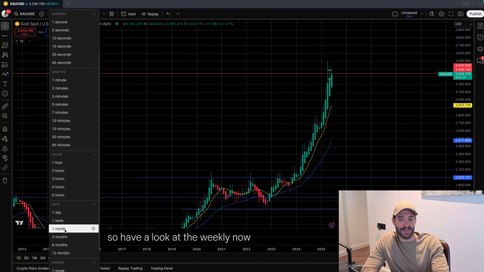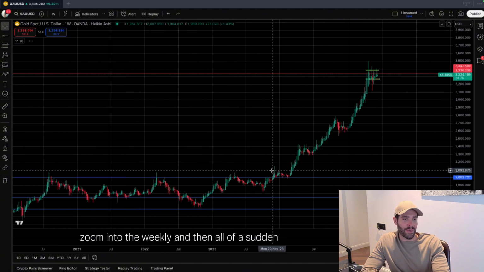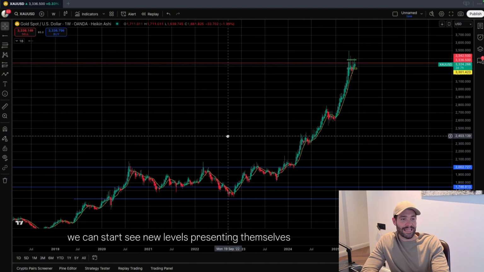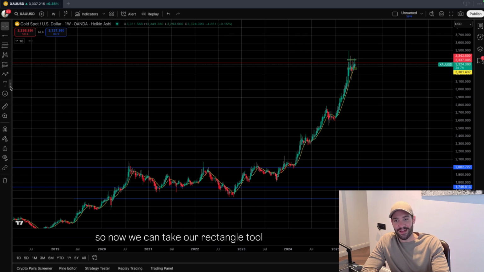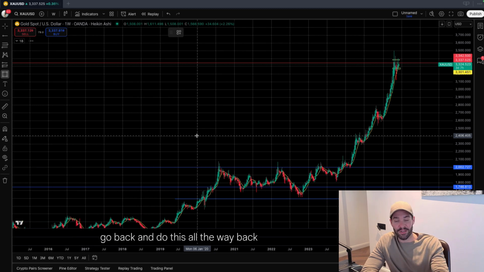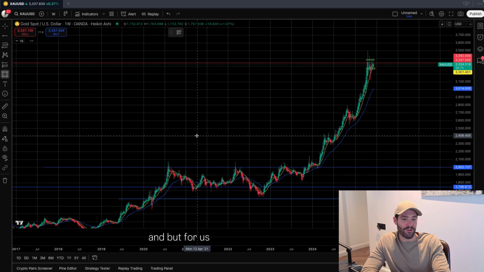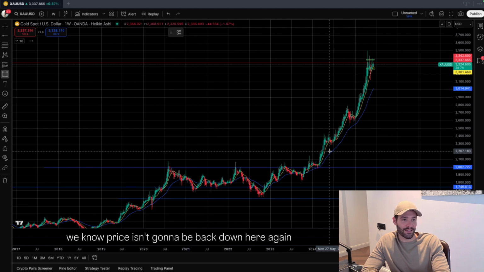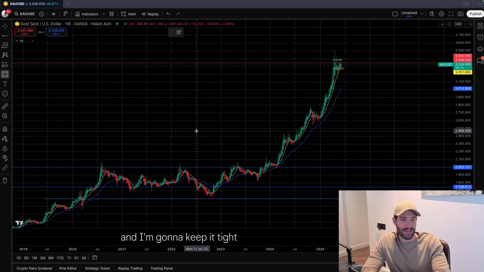So we'll look at the weekly now. Zoom into the weekly, and then all of a sudden we can start to see new levels presenting themselves. So now we can take our rectangle tool and we can mark out the same levels. Again, if you're on other currency pairings, go back and do this all the way back. But for us, we know price isn't going to be back down here again, so I'm going to keep this relevant and I'm going to keep it tight.